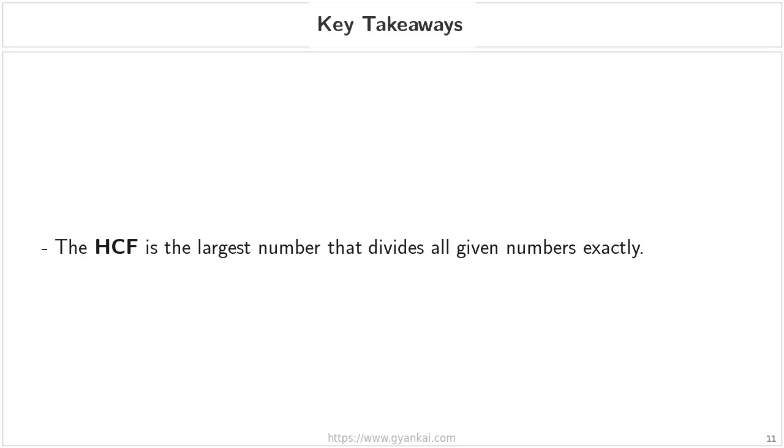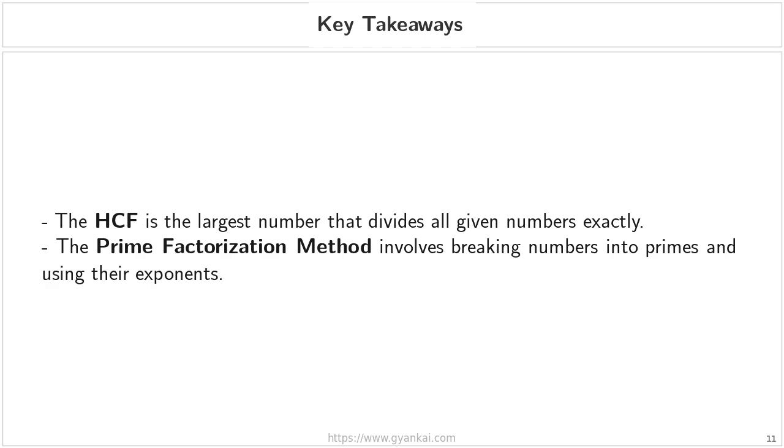First, remember that the highest common factor, or HCF, is simply the largest number that can divide all the numbers in a given set exactly, leaving no remainder. Second, we've learned that the prime factorization method is a highly reliable way to find this value. This method involves breaking each number down into its prime components and expressing them using exponents.